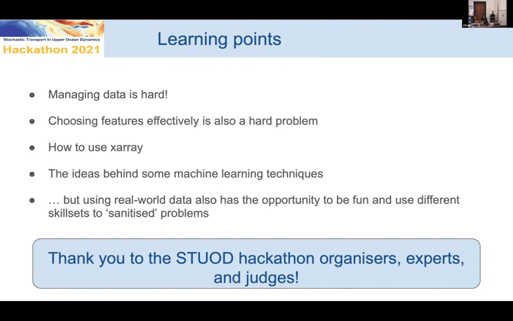But overall, we had a fun time. We learned a lot, both about the specifics of this, but about how we'd go about solving problems like this in future. And it was really great to get a chance to work with Lewis and Stuart, and obviously everyone at STUOD. So thank you very much. And if you have any questions, now's probably the time.